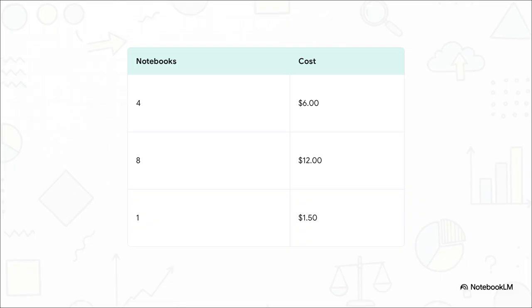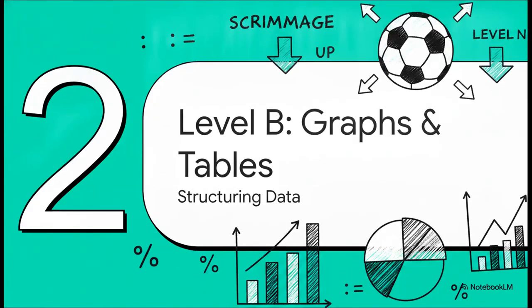$12. Makes sense, right? But honestly, the most powerful move here is dividing. If we divide those 4 notebooks by 4, we get down to just 1 notebook. Do the same to the money, divide $6 by 4, and we hit the golden number, $1.50. That is our unit price. And let me tell you, once you have the unit price, you hold the key to finding the cost for literally any amount. Moving on to Section 2, Level B, Graphs and Tables.